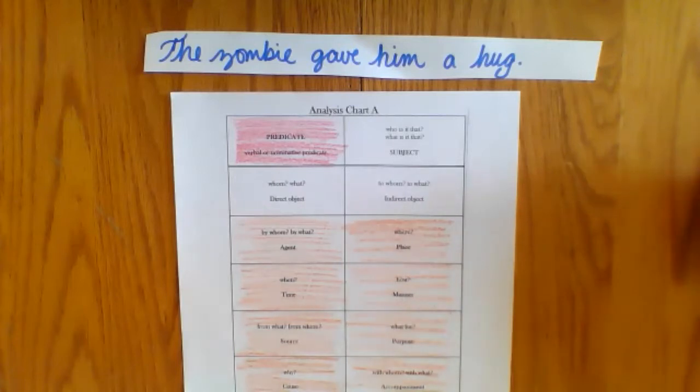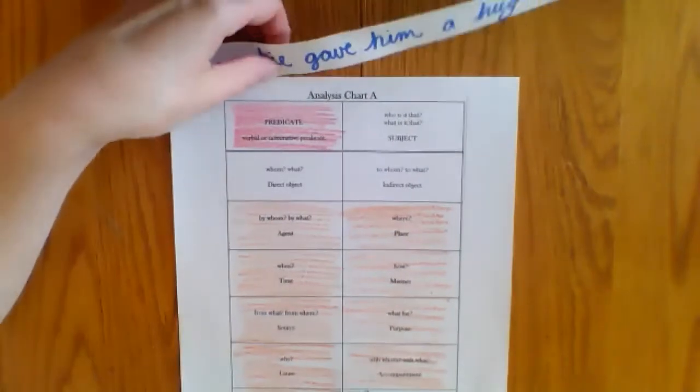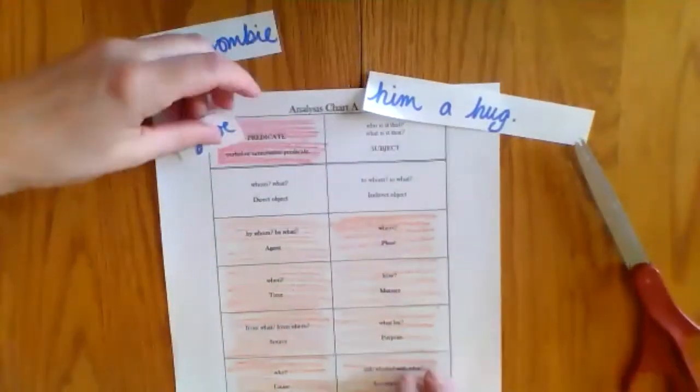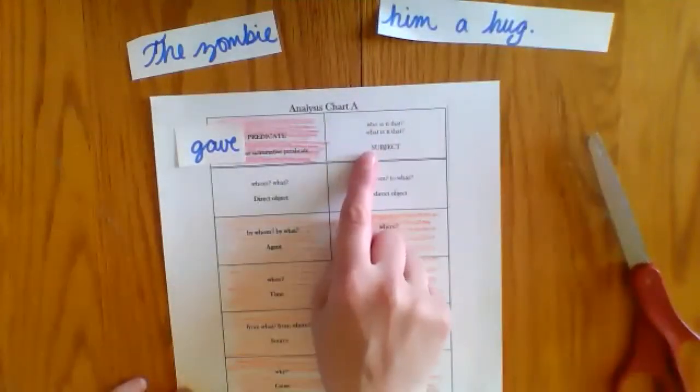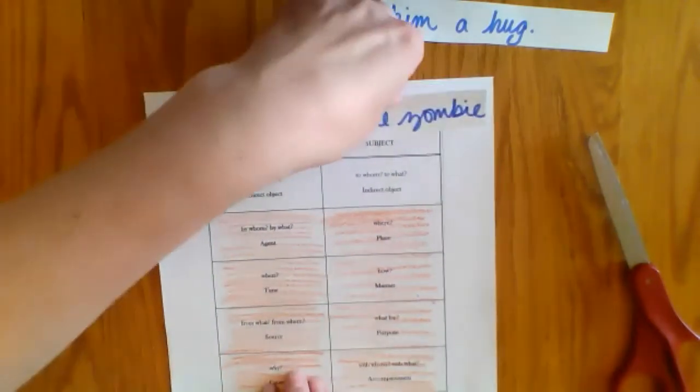It's a verb. It can be a verb in this sentence. It's not, it's the name of something in this sentence. It's what he did. It's gave. Some of those verbs get kind of tricky. So the verb, the predicate in this case is gave. So I'm gonna put it right here, gave. Okay. Who is it that, or what is it that gave? The zombie. The zombie is our subject.